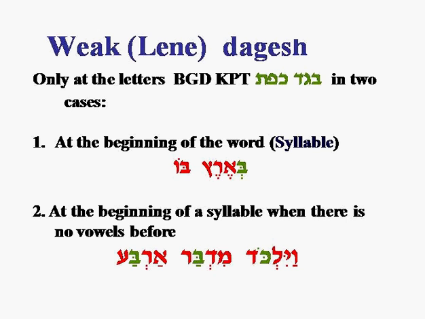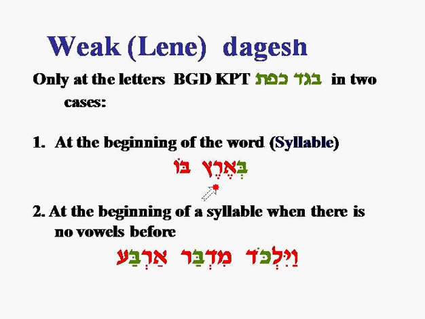So the Lene Dagesh appears only at those 6 letters, Beged Kefet or Baget Kafet, which are the Bet, the Gimel, the Dalet, the Kaf, the Pei, and the Tav. And it appears only in those 2 cases. One of them would be at the beginning of the word. Whenever we have one of those 6 letters, we should see this Lene Dagesh.